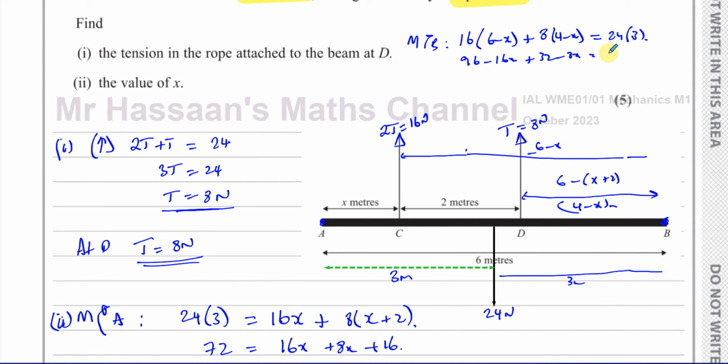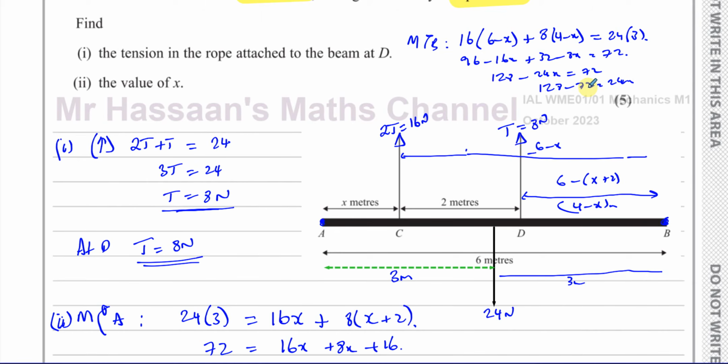That's going to be, as we found earlier, 72. So you have 96 plus 32, that's going to be 128. You have minus 16x minus 8x, which is minus 24x, equals 72. So you have 128 minus 72 equals 24x. So that gives you 56. 128 minus 72, just to illustrate where the weight's acting.